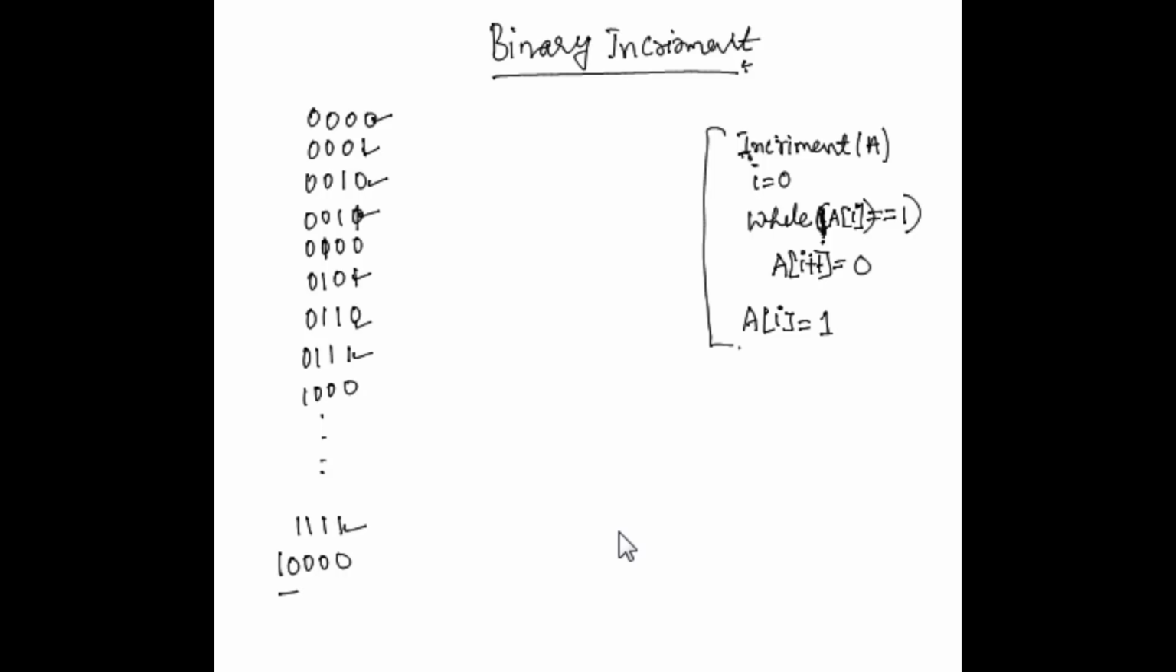Finally, when all the 4 digits are 1, if we increment it, all the 4 digits will become 0, and you'll have the 5th digit which is going to be 1, right? So our objective is to increment this, right?